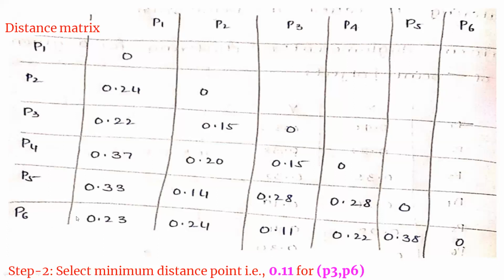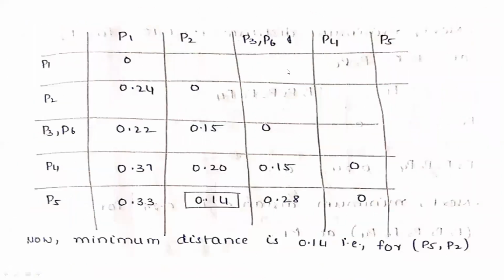Now you can eliminate this column as well as this row, so that this will become like this. So P3, P6 will be eliminated, and thus P6 will be merged with P3. Now P3, P6 will be merged into a single row and column.